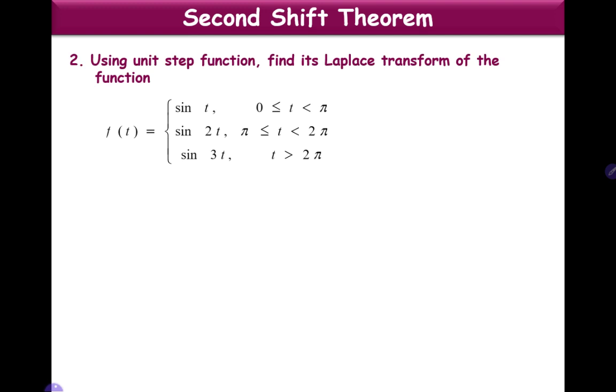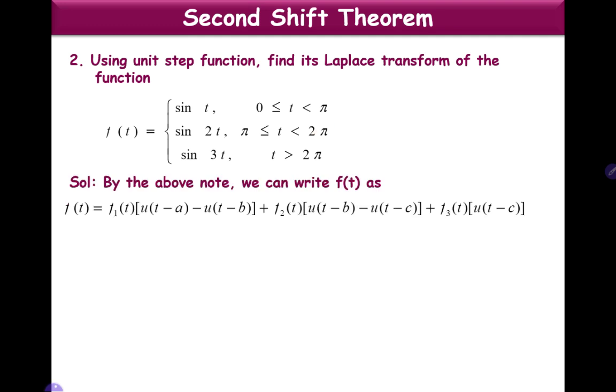We'll see a similar type of function here. Using the unit step function, find the Laplace transform. f of t is defined as sin t in the interval 0 to pi, sin 2t in the interval pi to 2 pi, and sin 3t for t greater than 2 pi, that is from 2 pi to infinity. As in the previous problem, we express f of t in terms of unit step functions u of (t minus 0), u of (t minus pi) and u of (t minus 2 pi).